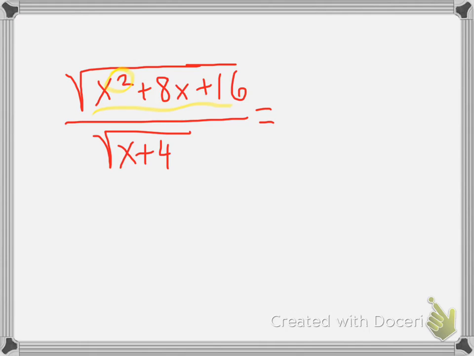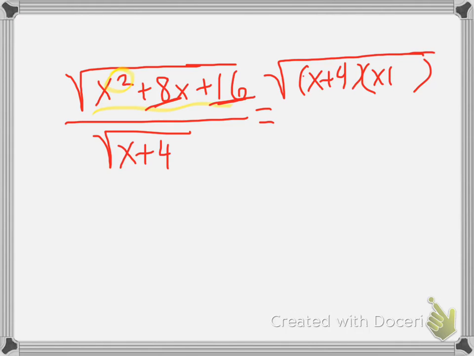A quadratic always breaks down to two binomials. Well, not always, but most of the time. So you want to look for what multiplies to 16 but adds to 8. So that will be 4 and 4. So I know this is going to be x plus 4 and x plus 4.